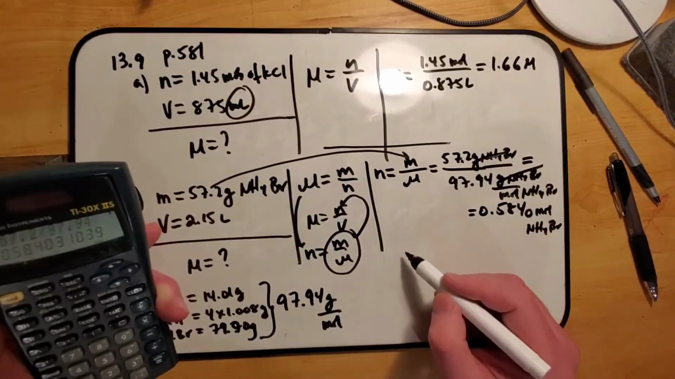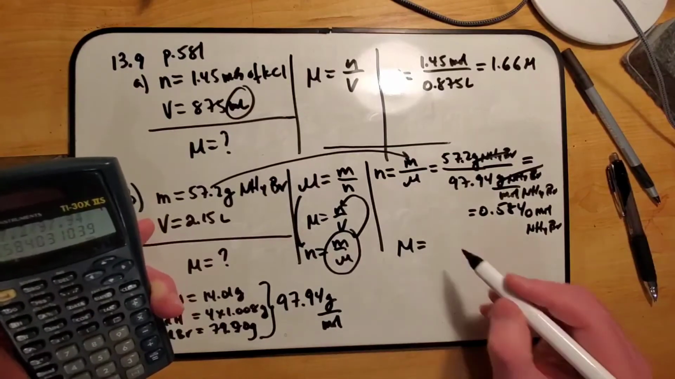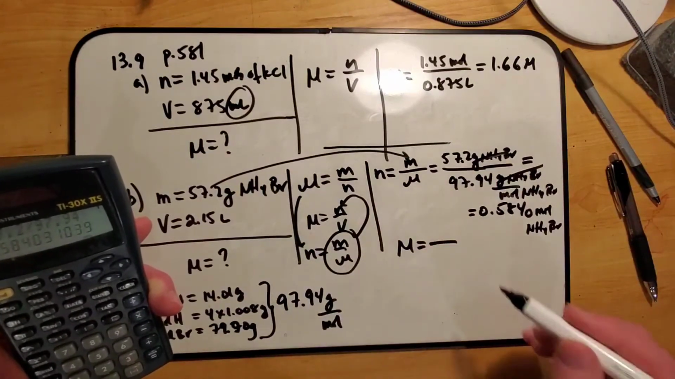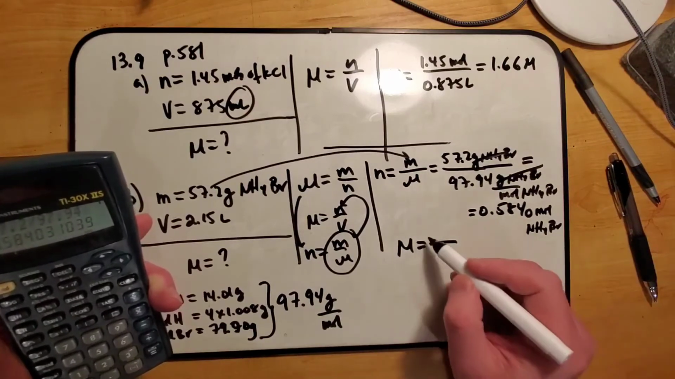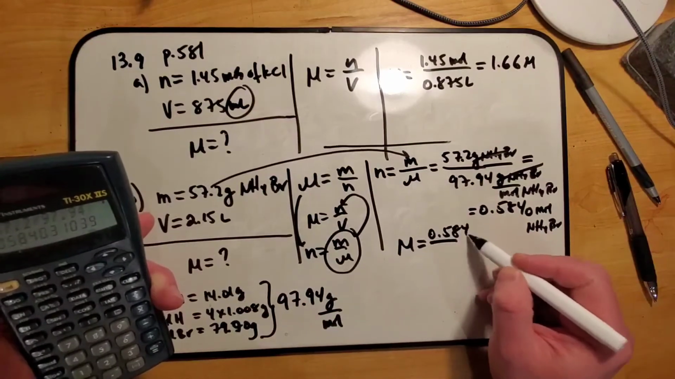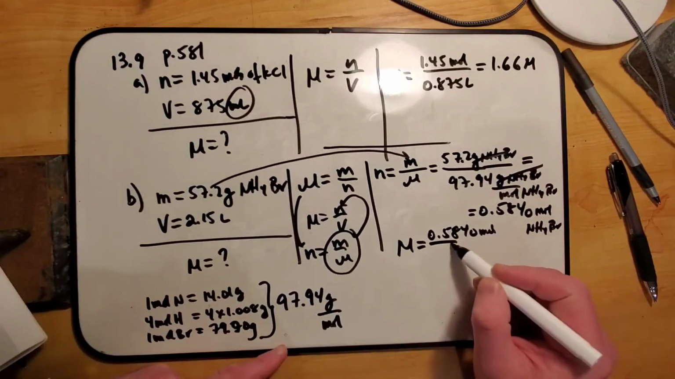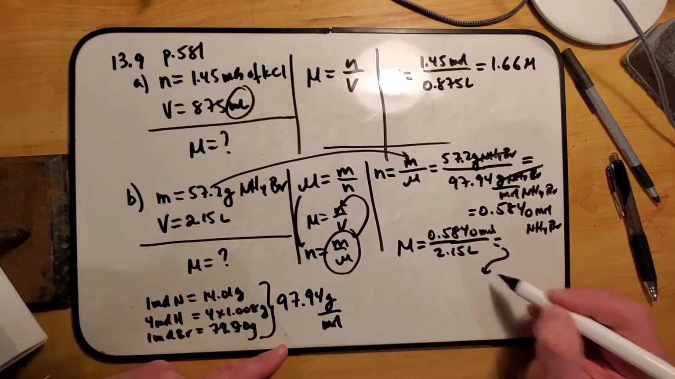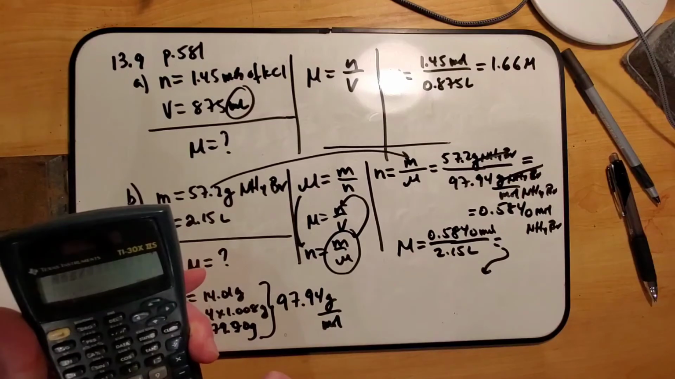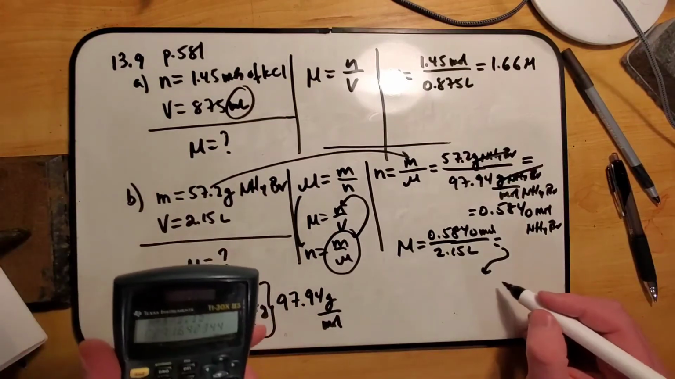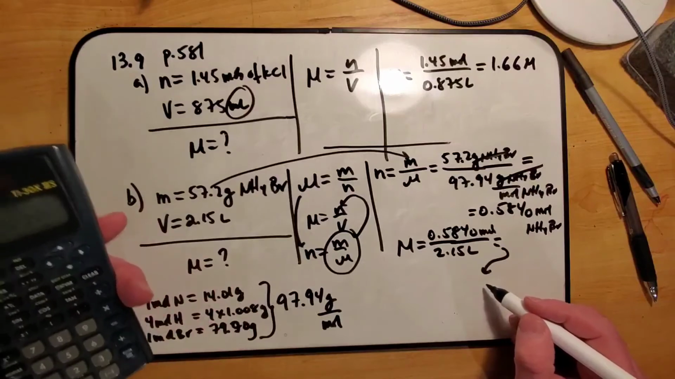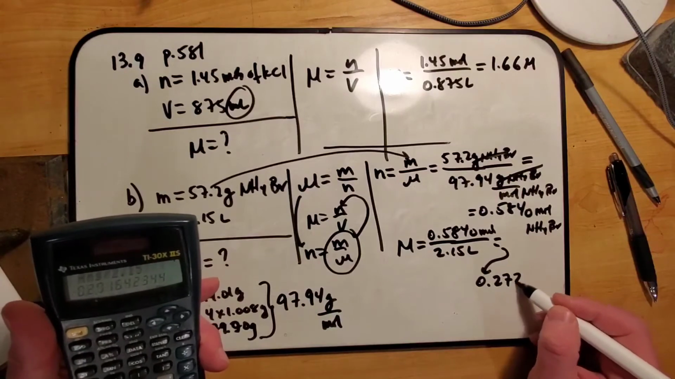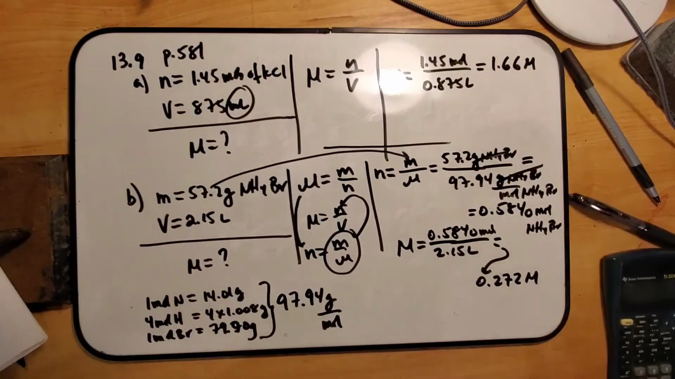Okay, so my next step will be to find the molarity. The molarity will be the ratio between the number of moles of the solute and the total volume of the solution. So let me put the number of moles of the solute I just found in here. Moles divided by total volume, which is 2.15 liters. And that will give us the final answer, which is 3 significant figures, 0.272 molar.